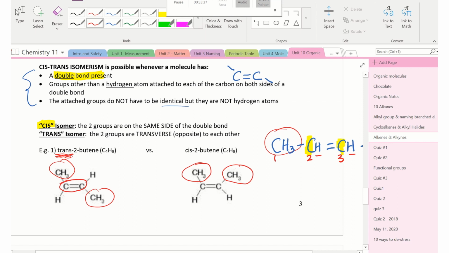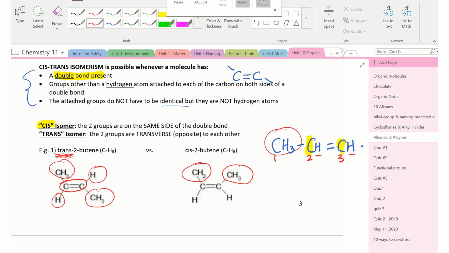These are called cis and trans isomers, and this only happens when there's a double bond. And there's usually just one hydrogen on each carbon of the double bond, and the ends are different groups. They could be the same kind or could be different.